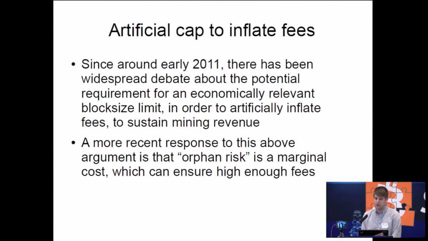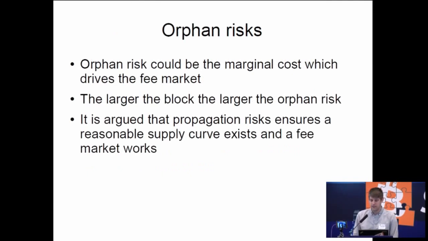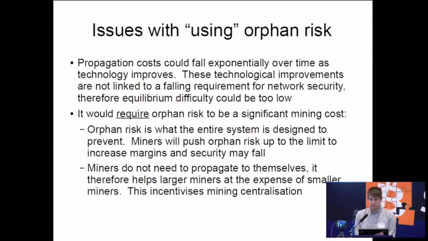Then recently someone proposed that orphan risk is actually enough in itself, so we don't need a fee market. Orphan risks are a kind of marginal cost: the larger the block, the higher the chance of orphan. Now, I have some issues with why the orphan risk idea might not be that great. The first is that technology improves, and over time the technological cost of orphaning could get exponentially lower and lower. So you're relying on driving mining revenue or fees with something that could become less relevant. I also think that orphans, by nature, are bad, and the aim of the system is to prevent orphans.